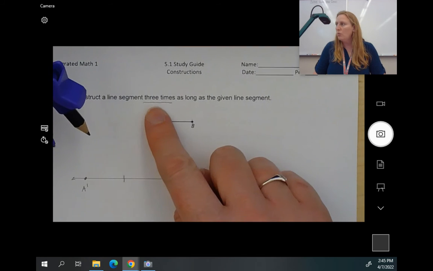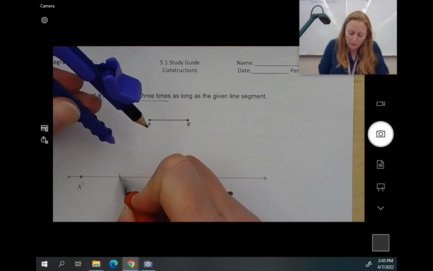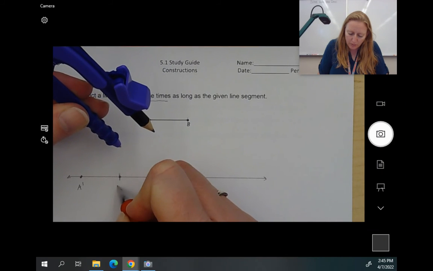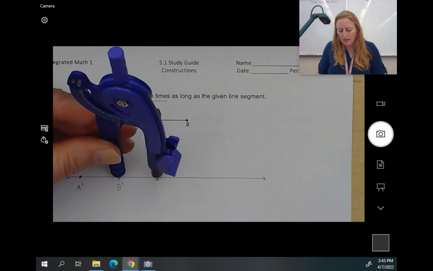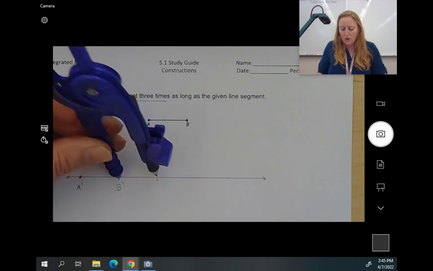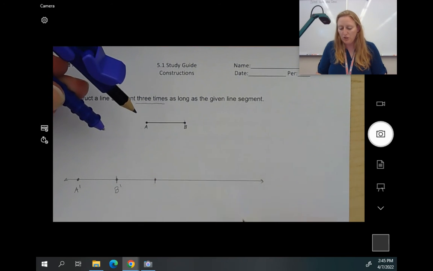But I don't need one of these. I need 3 of these. So I'm going to do it again. Here, I'm going to make a little mark here. I'm going to call this B prime. Pointy guy on B prime. Now I've done it twice, which is great, except I need to do this 3 times. So I'm going to do it one more time.